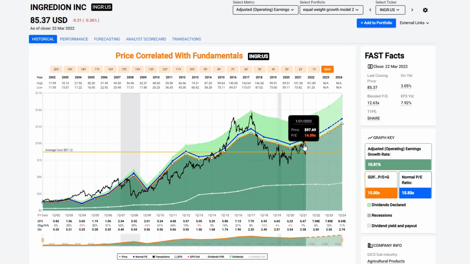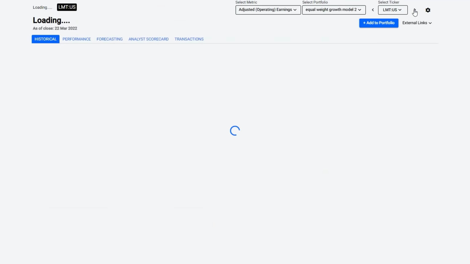Ingredion rose dramatically right after we bought it. Now it's slightly underwater, but earnings and dividends are holding up and doing pretty well here over the time.